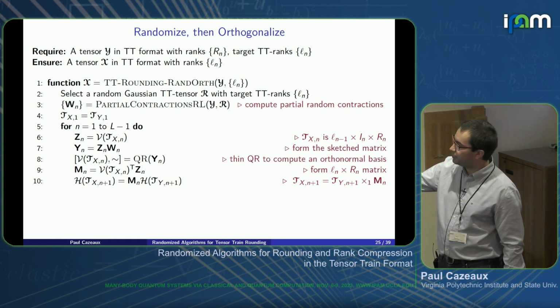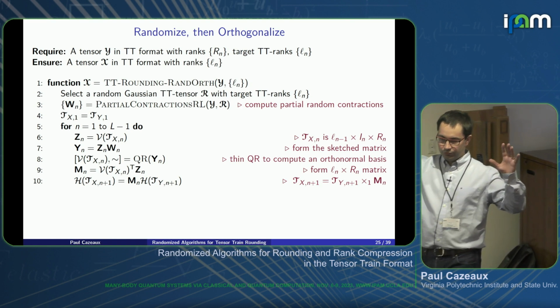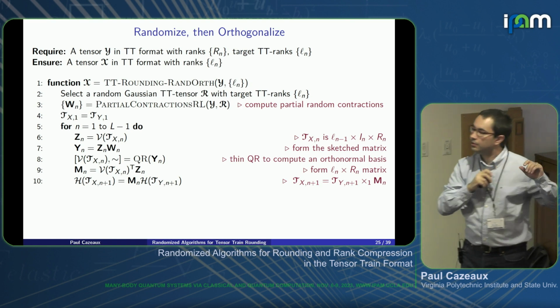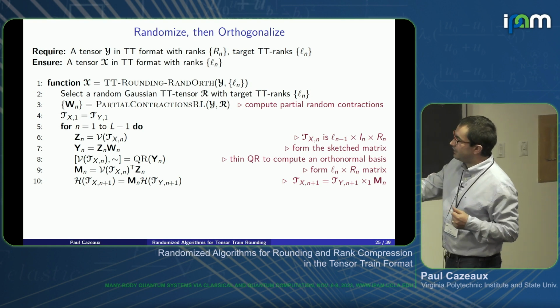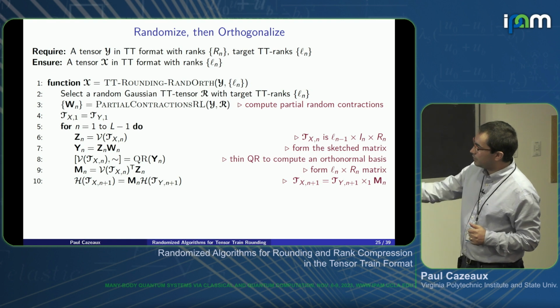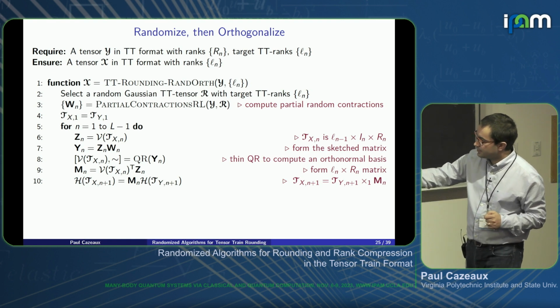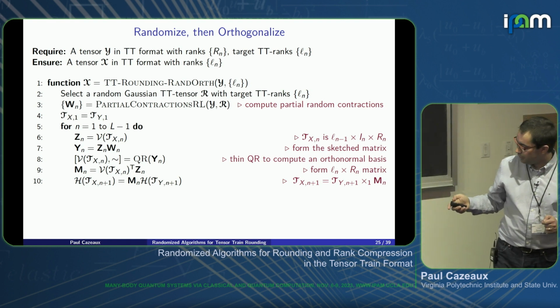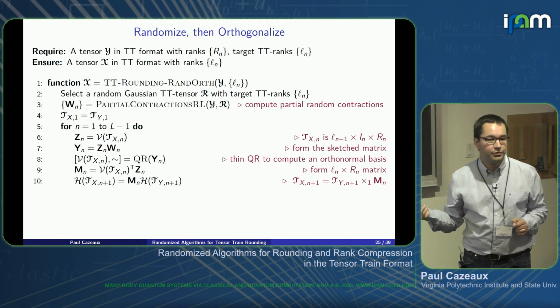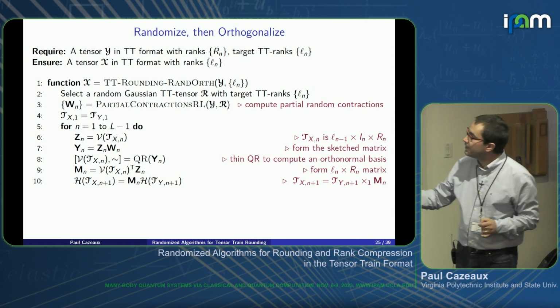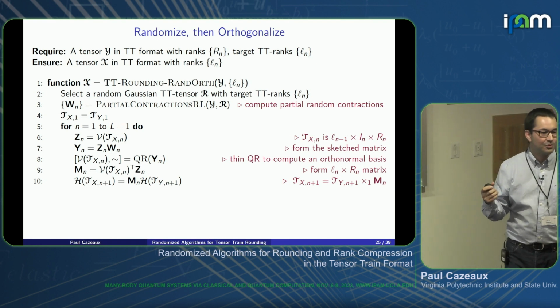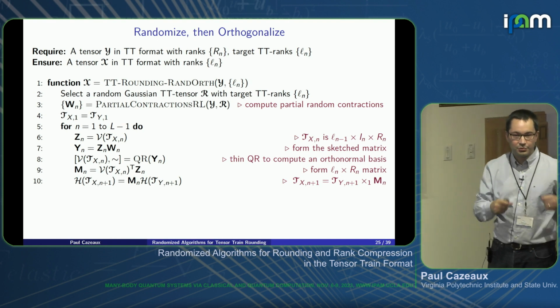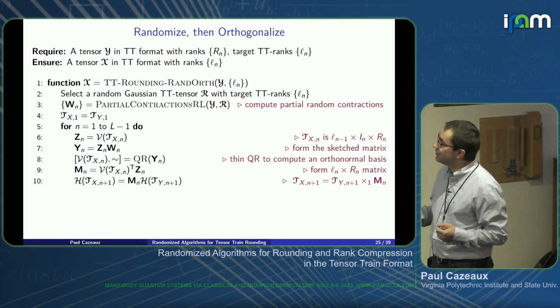So we have the sweep from the right to the left, which corresponds sort of to the QR step, but we don't have to orthogonalize anything. And then from the left to the right, we compute QR factorizations on small matrices, and we obtain immediately a much reduced version of the tensor train. One catch is that we have to somehow guess the right ranks that we want to compress to. We're not able to find them adaptively.